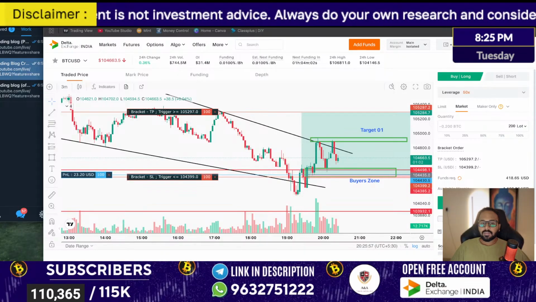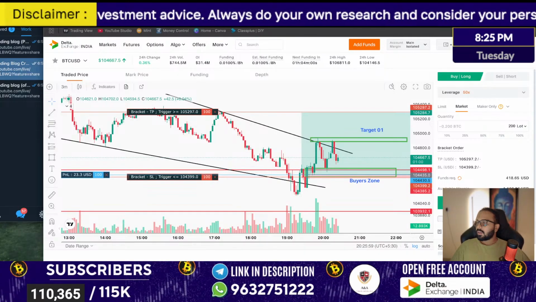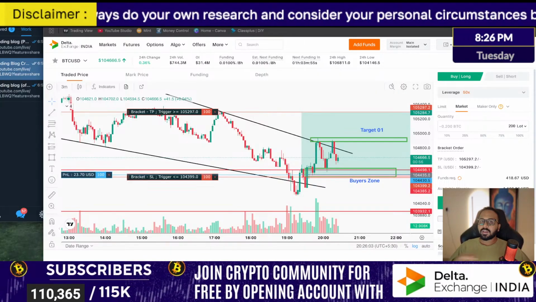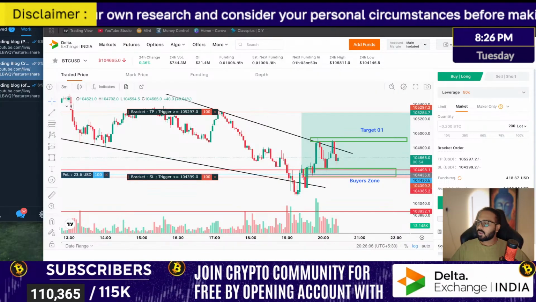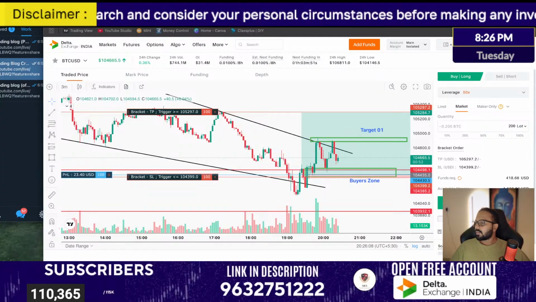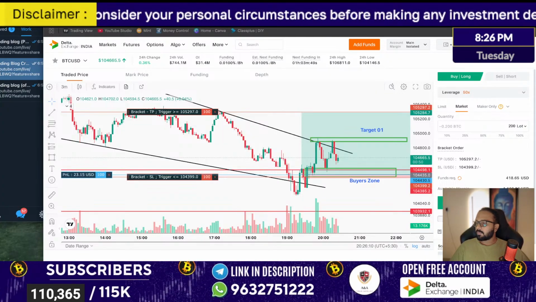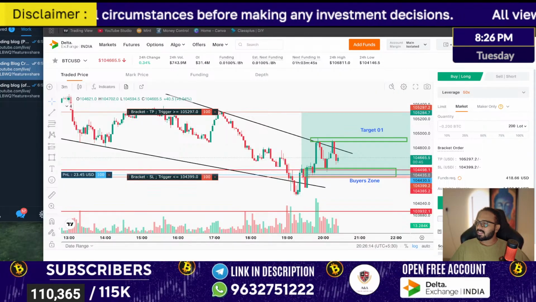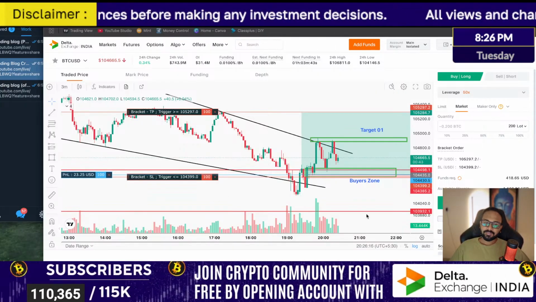Okay, Nasdaq finally has given a breakout. S&P 500 breakout retest again, holding on. Dow Jones also not able to break the high. When Nasdaq is breaking, the rest of the things are just holding on. Very good.